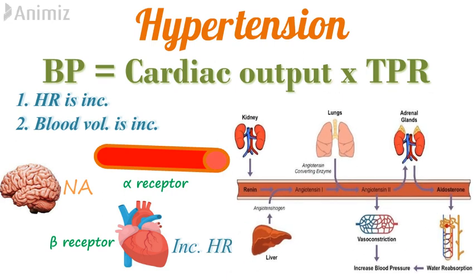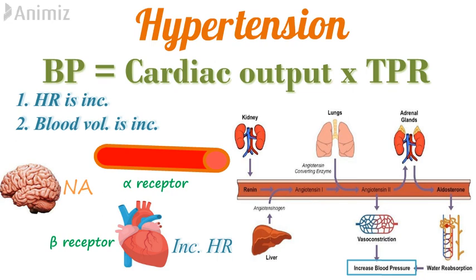There is another system in the body which is called renin-angiotensin-aldosterone system or RAS system, in which renin is released from the kidney. This renin converts angiotensinogen to angiotensin 1, which is acted upon by angiotensin converting enzyme and converts angiotensin 1 to angiotensin 2. Angiotensin 2 itself causes vasoconstriction, increasing the TPR, but also leads to secretion of aldosterone, which causes water resorption, which increases the blood volume. Both these conditions lead to increase in the blood pressure.